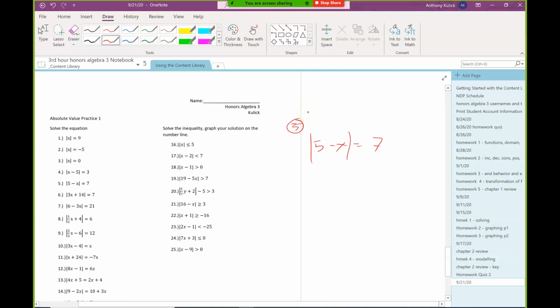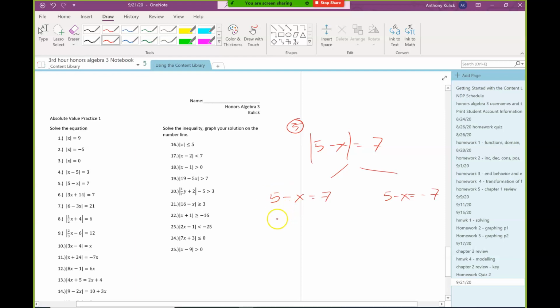So the first thing we want to do is get the absolute value by itself, but that's already been done, right? There's nothing added or multiplied to it. So we're ready to split. So one split, I just remove the absolute values. And the other split, we remove the absolute values and we negate the right-hand side.